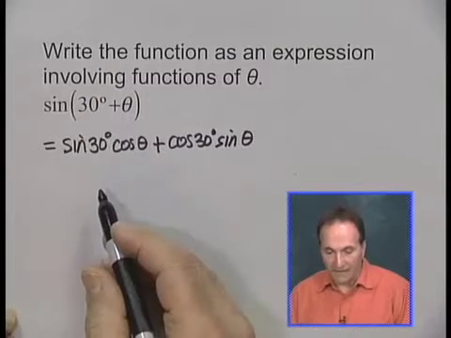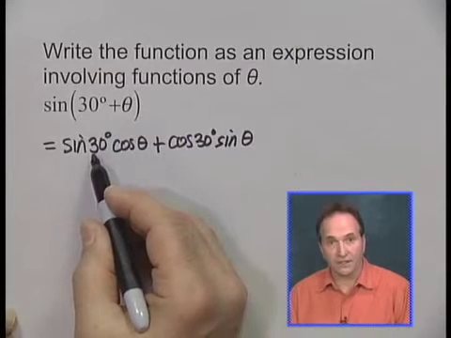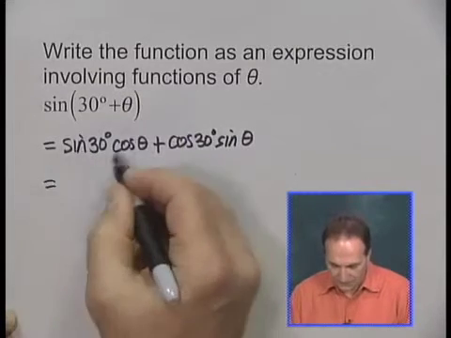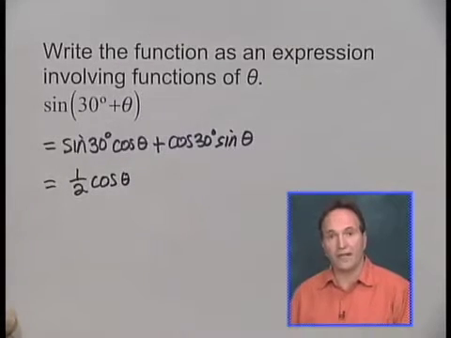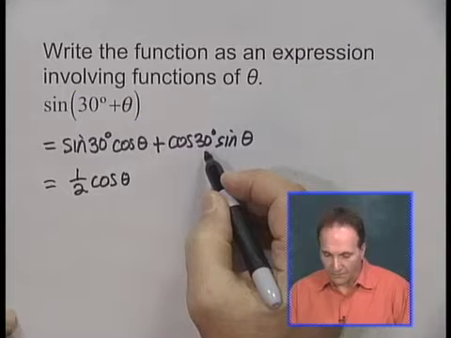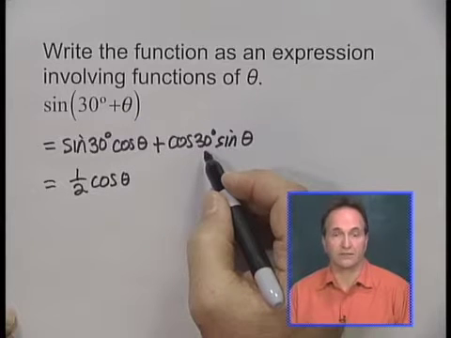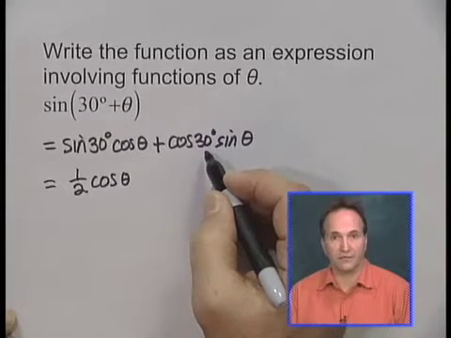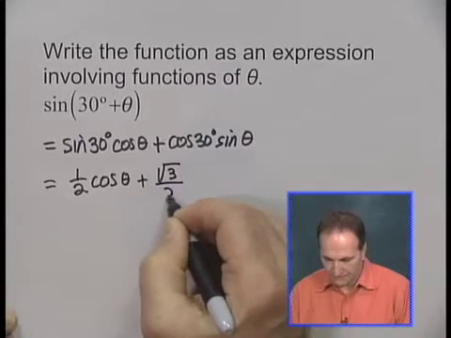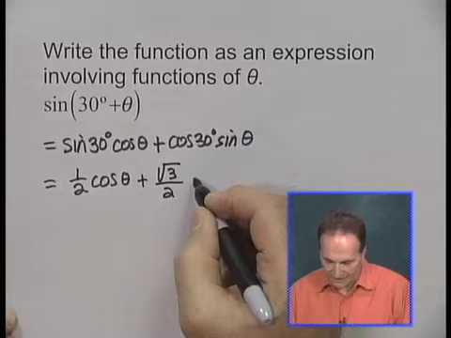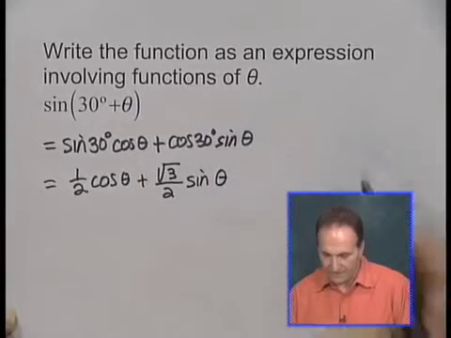But now we can evaluate sine of 30. Sine of 30 is 1/2. So we have 1/2 cosine of theta. We can also evaluate the cosine of 30 degrees. That's the square root of 3 divided by 2. So this would be plus square root of 3 divided by 2 times the sine of theta.